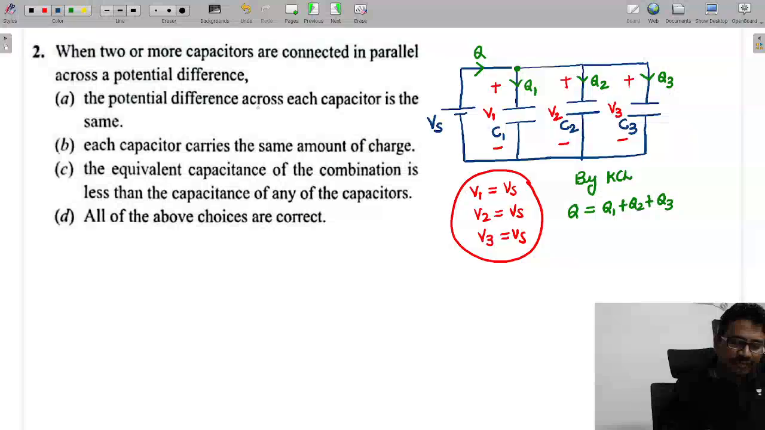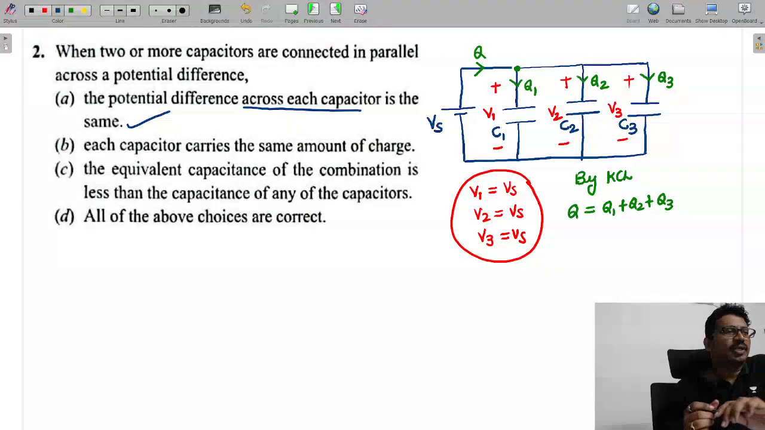The potential difference across each capacitor is the same, so this is correct. And each capacitor carries the same amount of charge? No. In a series connection only the charges are equal, but in a parallel connection the potentials are equal but the charge is not equal. So option B is wrong.